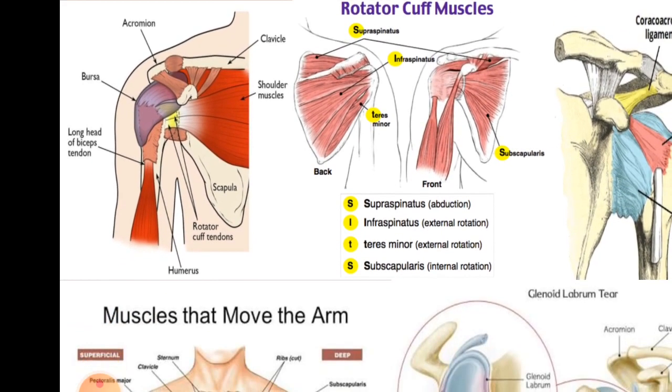You can also appreciate the long head of the biceps brachii muscle, and this long tendon is attached to the shoulder joint through the transverse humeral ligament, and you can appreciate the bursa as well. It also provides the stability to the shoulder joint. And here you can appreciate the tendons of the rotator cuff muscles that are also providing the stability to the shoulder joint.